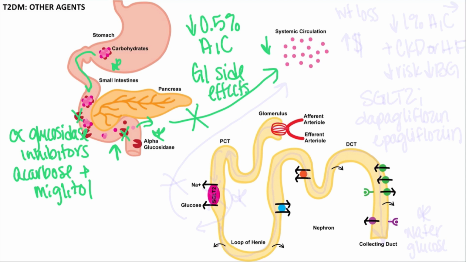So our next group has gained a lot of favor despite it being one of the newest agents for the treatment of type 2 diabetes, and these are the SGLT2 inhibitors, or the sodium glucose cotransporter 2 inhibitors. And these are going to be agents like dapagliflozin or empagliflozin, and you have likely watched commercials for these, like for Farxiga or Jardiance.